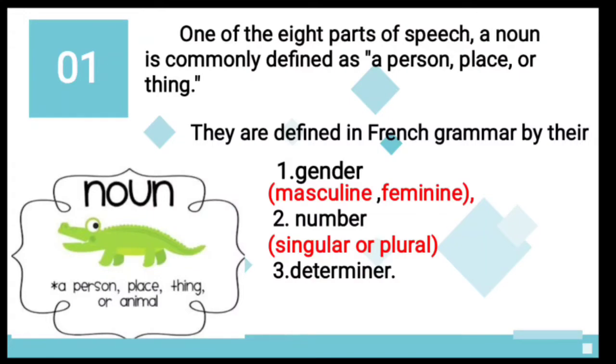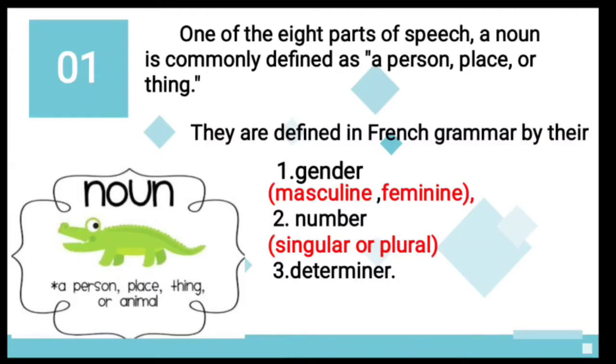So what is the definition of the noun? A noun is a word. What does it describe? It describes a person, place, thing, or idea. It is one of the 8 parts of speech. So how many parts of speech are there? 8. So one of the 8 parts of speech, a noun is commonly defined as a person, place, or thing.